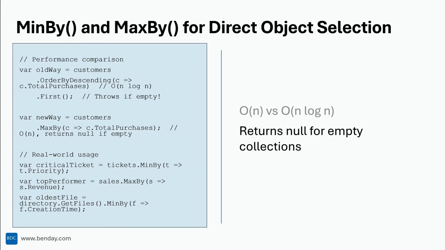Unlike OrderBy, First, which throws an exception on empty collections, MinBy and MaxBy return null, eliminating the need for FirstOrDefault and null checking. This matches the behavior you usually want. No items means no minimum or maximum. While Min and Max return the minimum or maximum value, MinBy and MaxBy return the actual object that has that value. You get the whole customer with the highest purchases, not just the purchase amount, saving you from a second lookup.